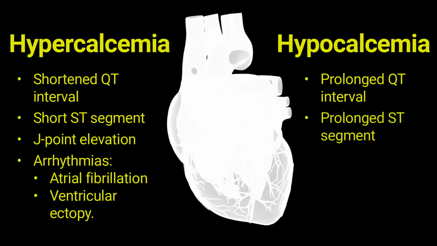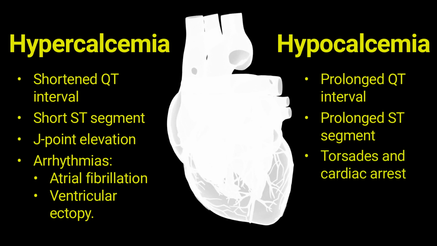In cases of hypocalcemia, an important ECG change that may be observed is the prolongation of the ST segment. The ST segment connecting the QRS complex to the T wave can become prolonged in hypocalcemia. This notable finding is associated with the impact of low calcium levels on the cardiac electrical activity.